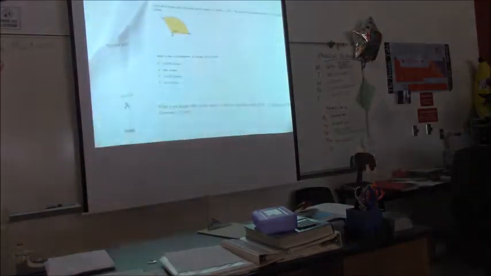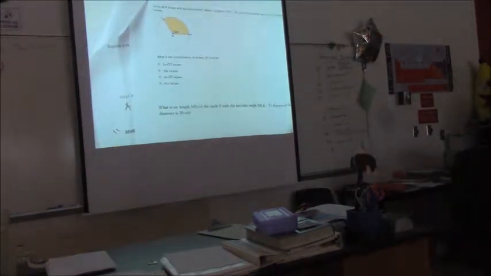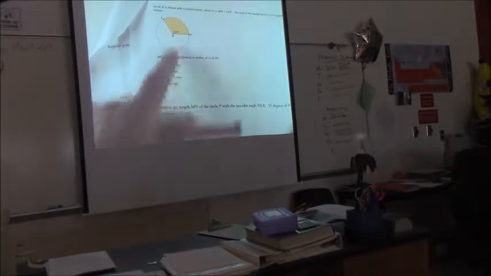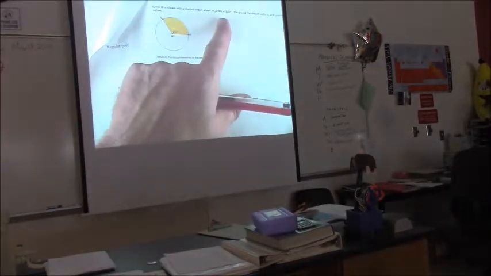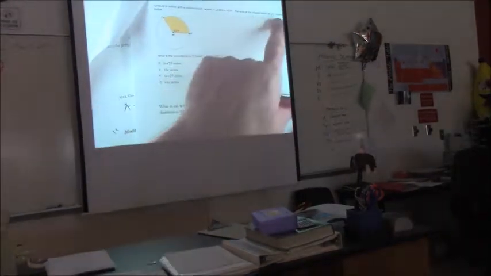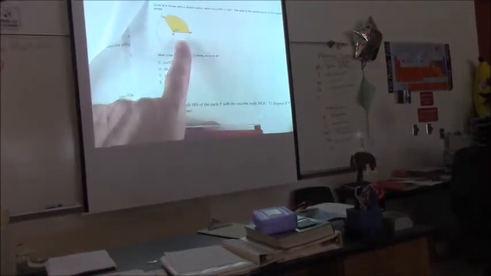All right, let's talk about some examples. Again, there's lots of sectors on the test. So circle W, this came off their released items. These are former test questions on the FSA. Circle W is shown with the shaded sector. The angle is 120. The area of the shaded sector is 27 pi inches.